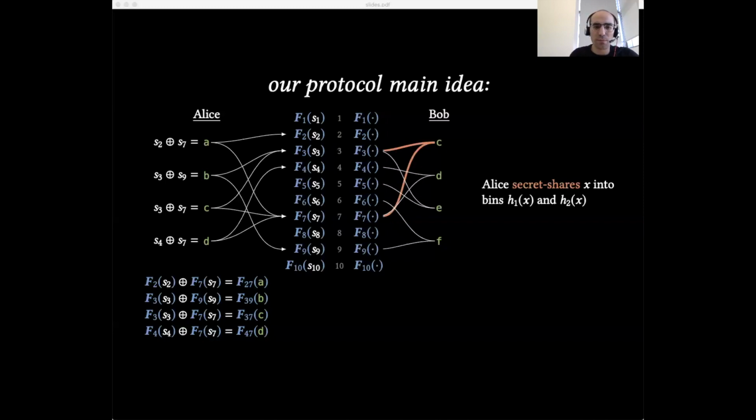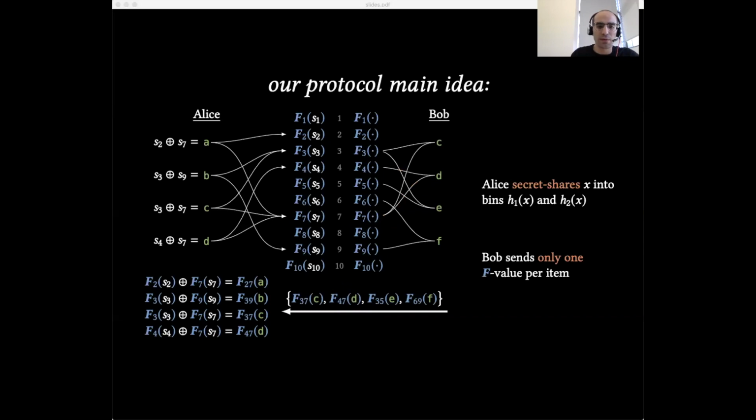On the other hand, what Bob does, he takes every item that he has and finds the associated positions. So for example, for C, the associated positions are 3 and 7. And he first combines those two pseudorandom functions, so he obtains F3,7, and evaluates it on the value C. Similarly for D, he combines the two pseudorandom functions, F4 and F7, to obtain F4,7, and evaluates it on the value D, and so on. And the results that Bob obtains from this process are sent to Alice.